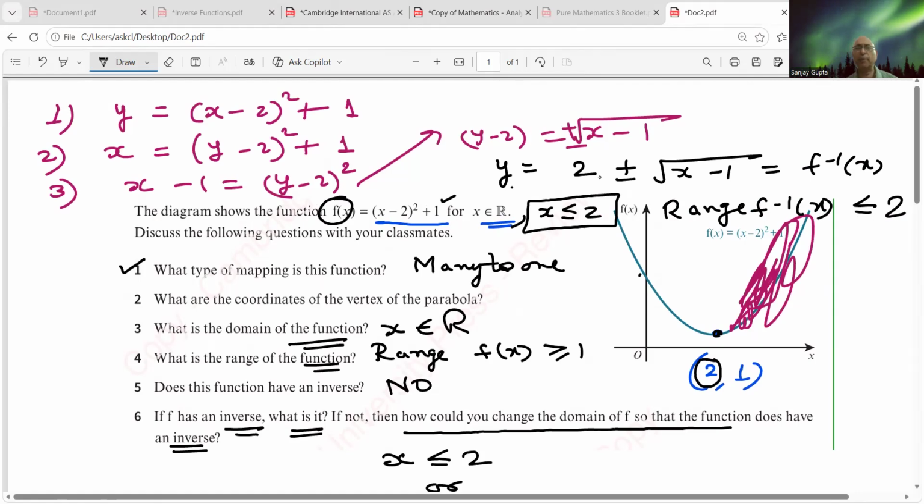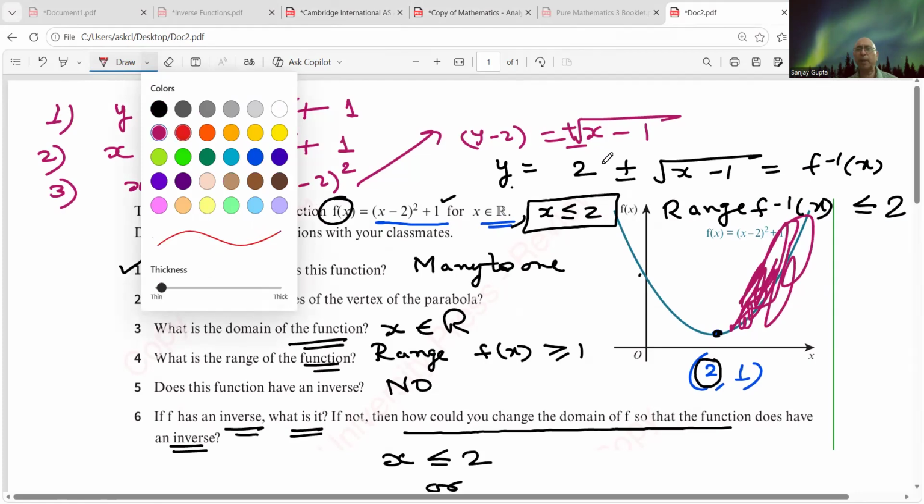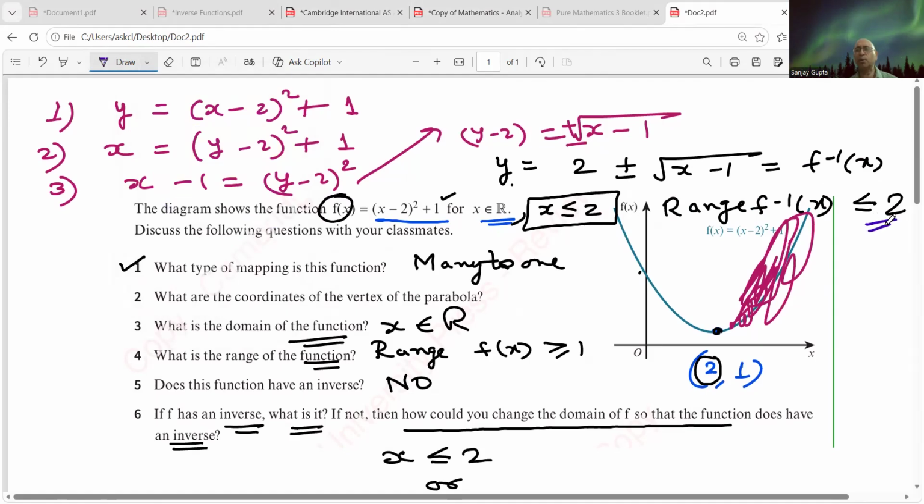In which case, should I keep the plus sign or the minus sign here? If I keep the plus sign, it will become 2 plus something. So it becomes more than 2. I want the range to be less than or equal to 2. So I'm going to drop the plus sign and keep the minus sign only. So your f inverse finally becomes 2 minus the square root of (x minus 1).